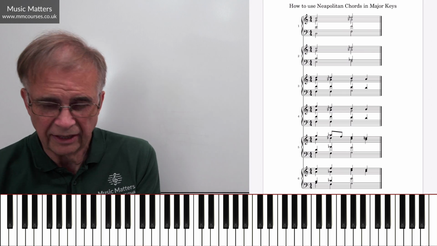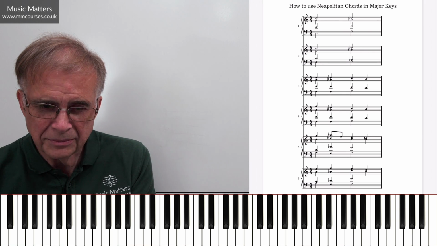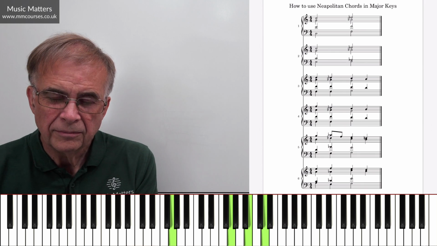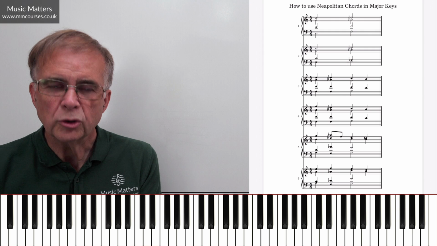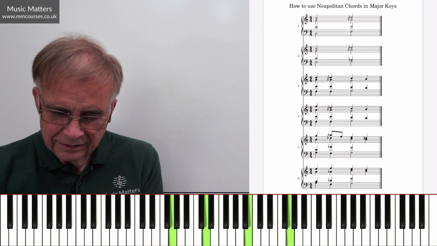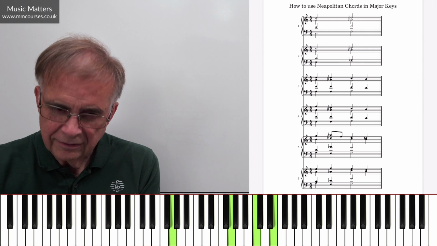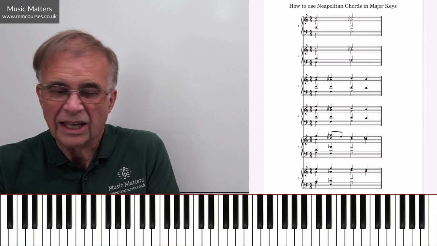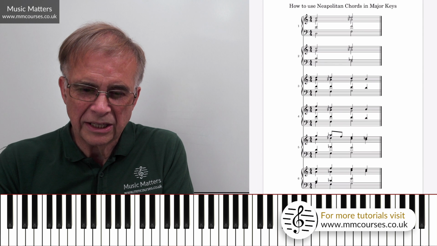So in this example, I've just done a bit of decoration. Here it comes. It just makes it a slightly more triumphant Neapolitan. So you see how that one works. So there's just an example of how to embellish it.